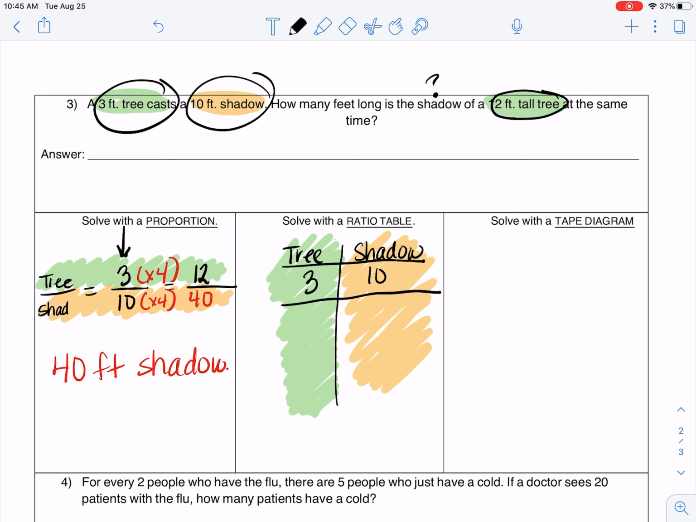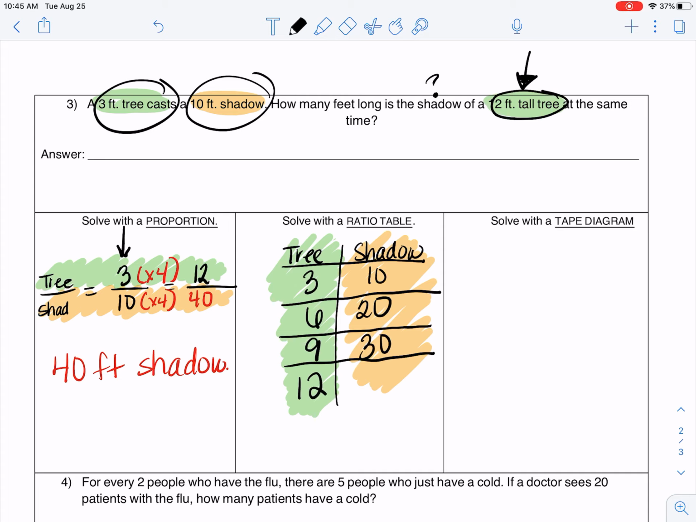So now I'm going to go ahead and double that. So the next equivalent ratio is going to be a 6-foot tree and a 20-foot shadow. Okay. Now, I need to get all the way to a 12-foot tree. So that means this column right here needs to get up to 12 feet. Okay. So I'm going to go 3, 6, 9, should give me 30. 12. This is where I'm going to stop.